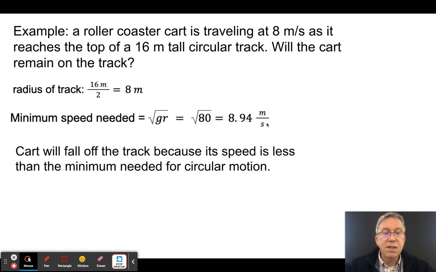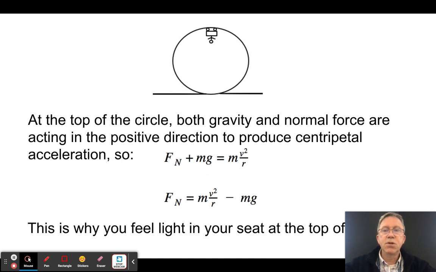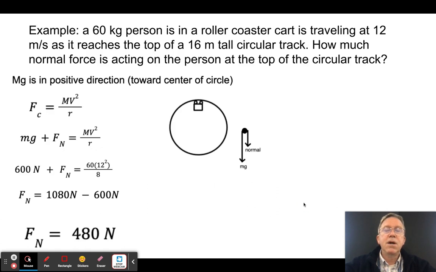If it was going greater than this, it would be at a faster velocity, so there'd be some normal force in addition to gravitational force pushing on me. So remember, at the top of the circle, both gravity and normal force are acting in the positive direction to produce my centripetal acceleration. So I say Fn plus mg equals mv squared over r. When I solve for the normal force, I get the centripetal force minus mg gives me my normal force. That's why you feel a bit lighter at the top, because your weight is basically pulling you away from your seat. Whereas, oh, no, we're going to do that one later.